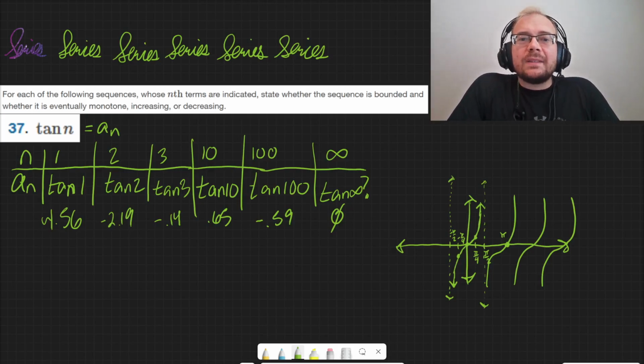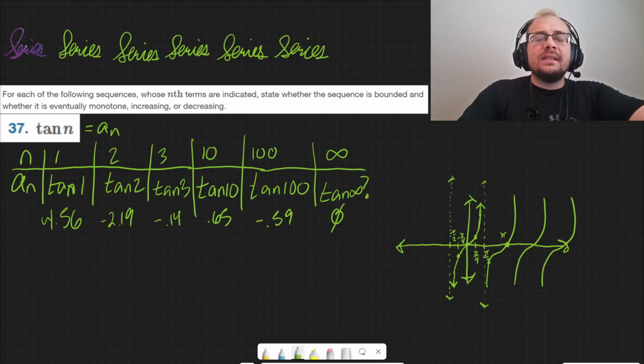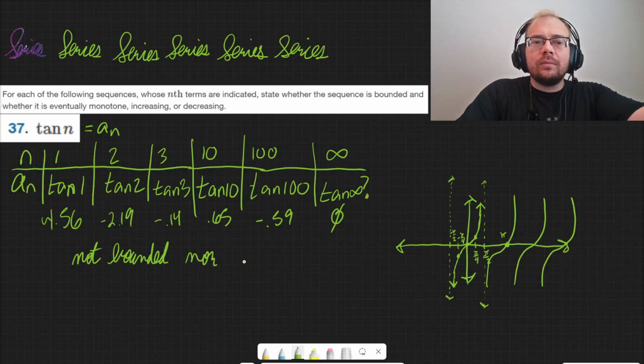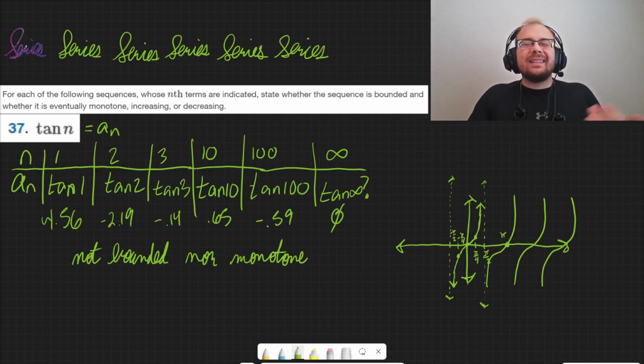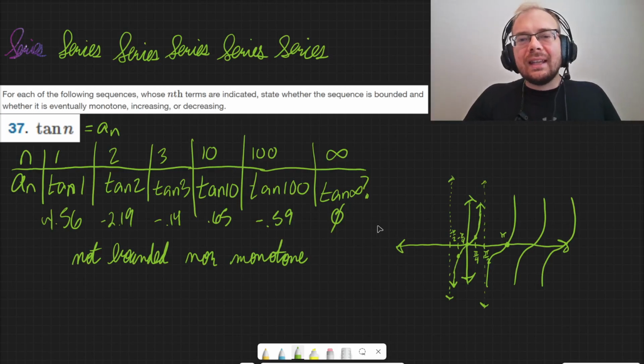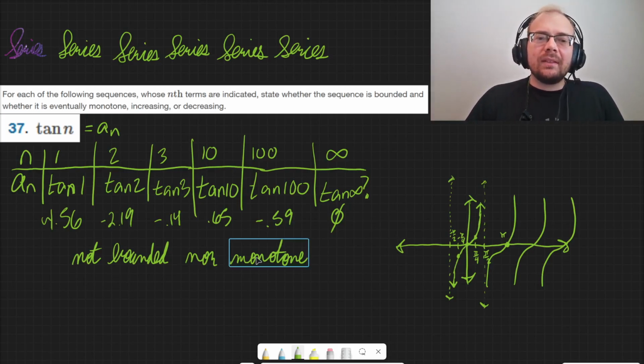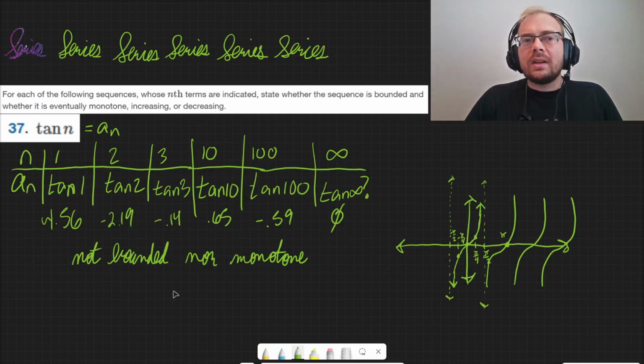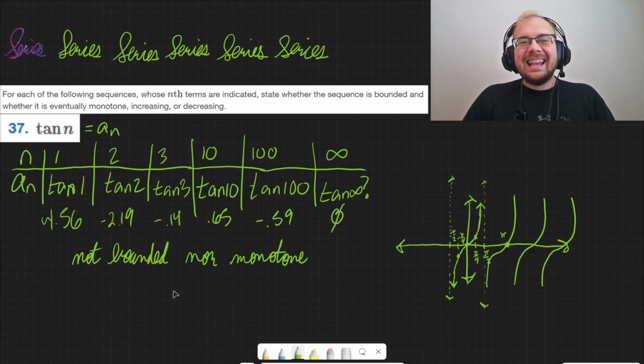So that's pretty much it. It is not bounded, nor monotone. And you can talk to your teacher about specific ways to answer the questions. If they like to be really picky, then use the language that they would use, but you're going to say something to that effect. Not bounded, nor monotone. It's just nothing. So hopefully that's helpful.